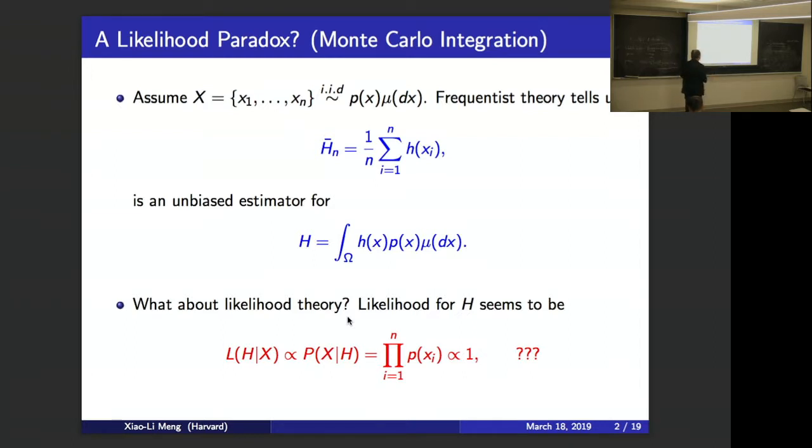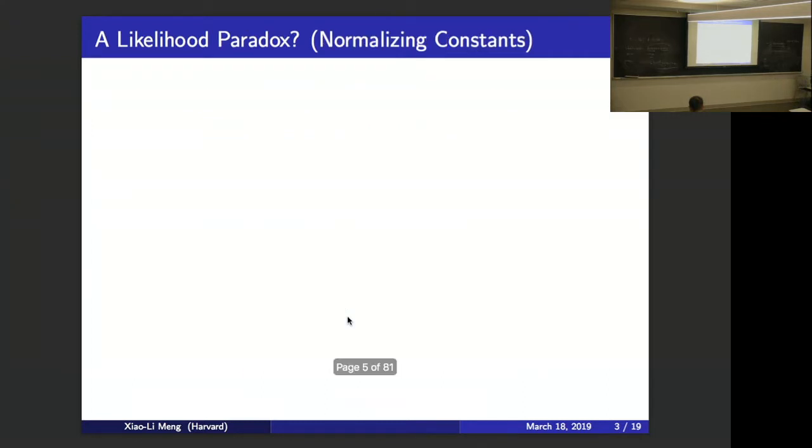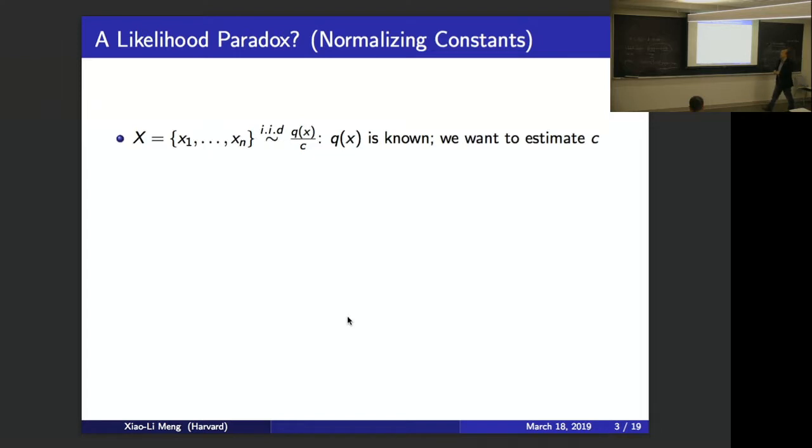I don't know what to do. Okay, let me make it even more interesting. This is the very basic one, and the next one is essentially very much the same. The next one is this. This is what the people call the normalizing constant paradox.